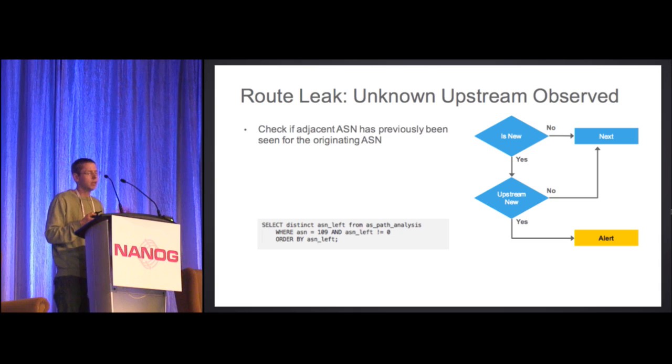We also can do a level of monitoring with the same type of check: if somebody was never a transit to begin with and they suddenly become transit, we can immediately alert on that as well. So that's kind of the same type of upstream check.